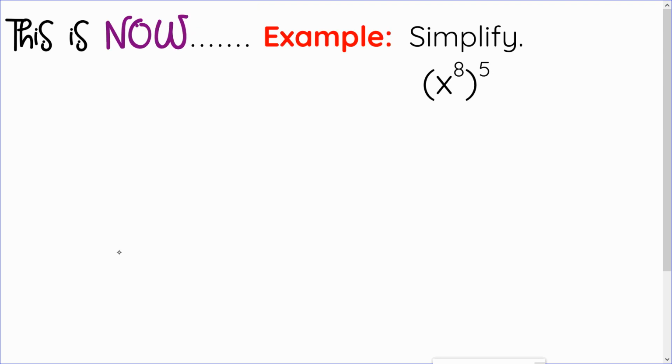Well, this is now with variables, so I can apply that to this question here too. x exponent 8 to the exponent of 5. I keep the base the same and I multiply my exponents together. So x to the exponent of 40.